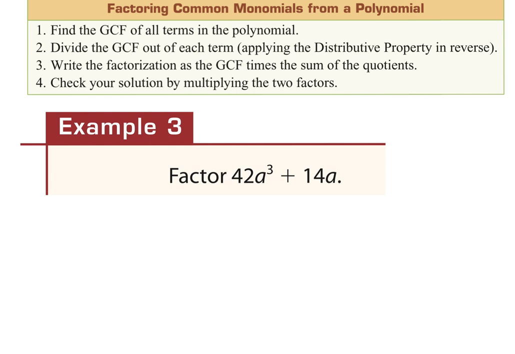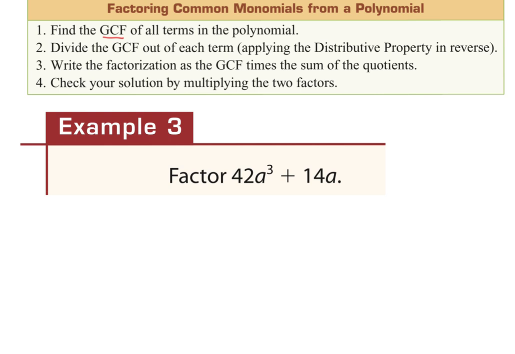Find the greatest common factor of all the terms. All right? It has to be a common factor between every term. Divide it out. You are basically doing the reverse of the distributive property. Write the factorization as a GCF times the sum of the quotients. Check your solution by multiplying the factors.